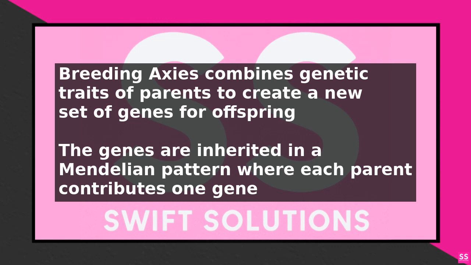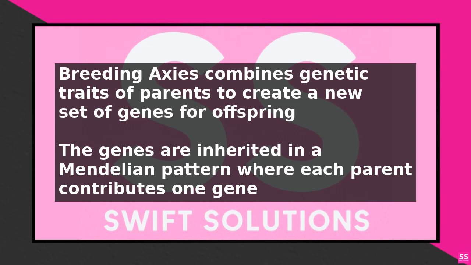For example, if you breed an Axie with a dominant gene for a certain body part, such as a horn, with an Axie that has a recessive gene for the same body part, the offspring will likely inherit the dominant gene and express the horn. However, if you breed two Axies with recessive genes for the same body part, the offspring will have a higher chance of expressing the recessive gene.